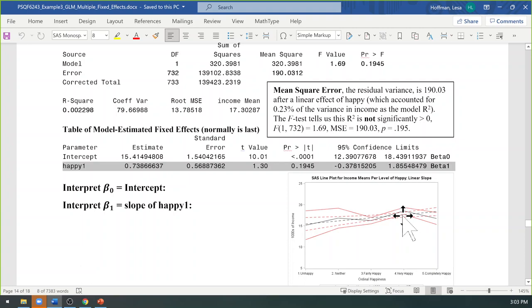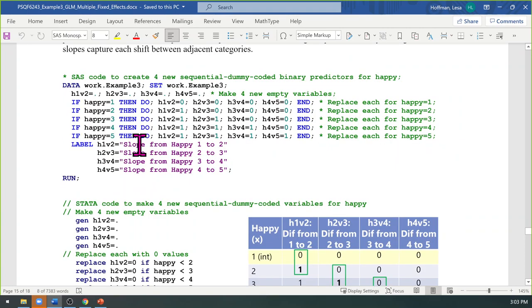And then the coding to do the sequential dummy coding. It looks a lot more compact in SAS because you can lump multiple commands that follow a condition together. So here's the SAS code on page 15 that would correspond to this. Step one, make the new predictor variables and set them to be missing. So make them empty. And then for each potential value of the categorical predictor, say what's going to happen to each of my new variables. So I want to make happy equals one my reference category for the model that the intercept is going to cover. So I set all four new variables to zero.